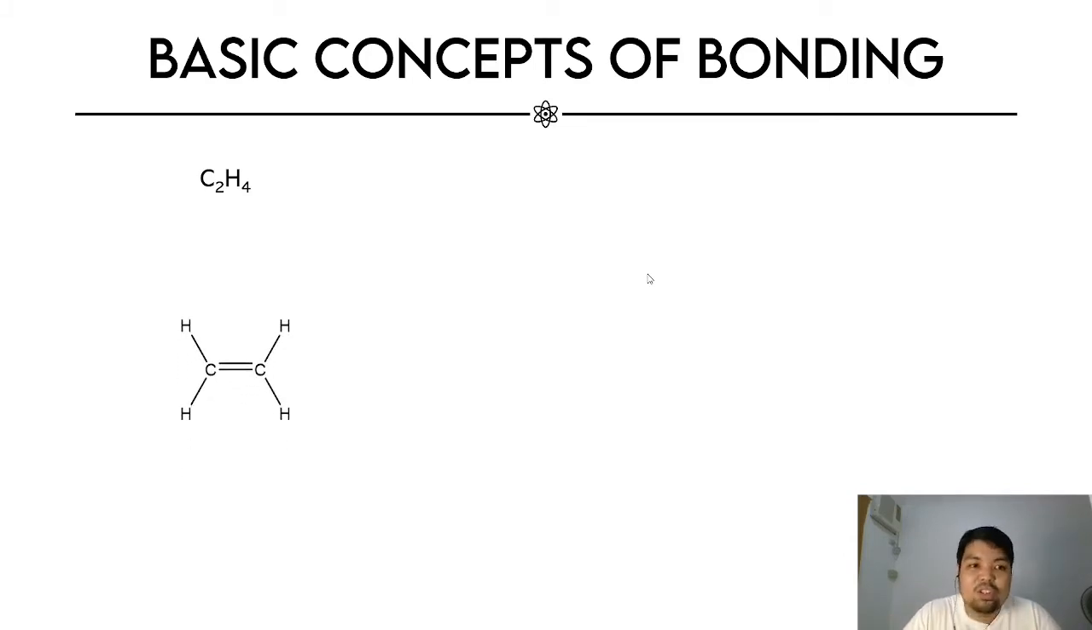So in Lewis structure it's pretty straightforward. Okay, now it becomes more complicated when the organic molecule becomes large. So let's have this example here.